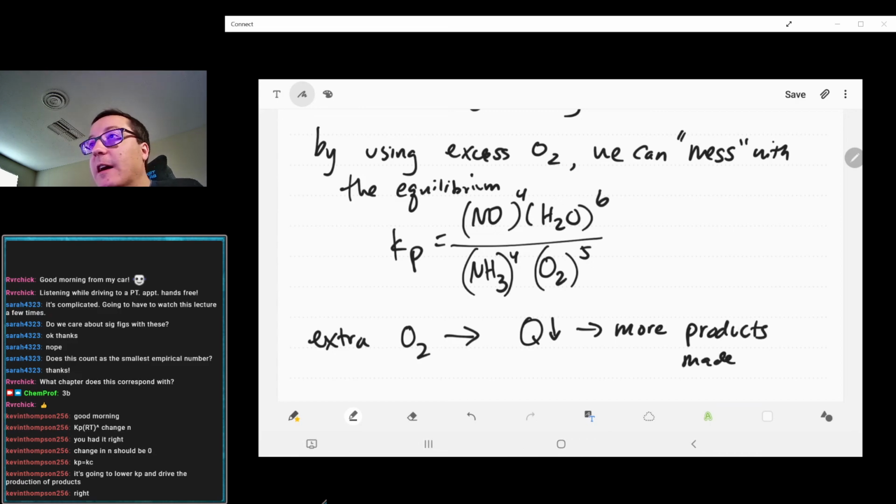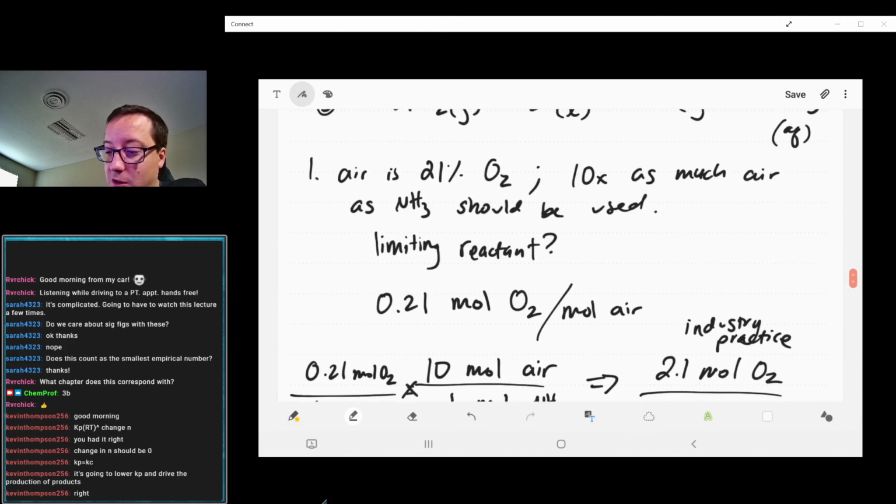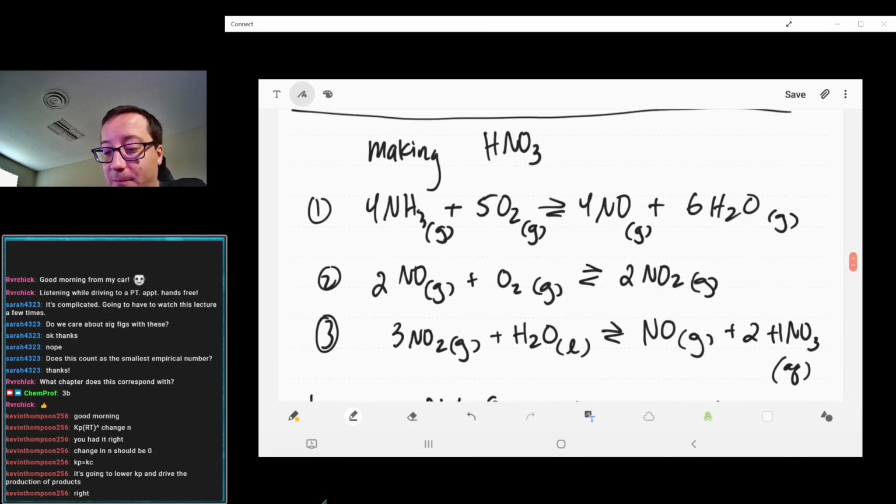Yep, so that's going to help push this reaction further. So that's one way, in industry, how we can say, okay, we need more of the product here. We need more nitric oxide. How can we do that? Well, ammonia, of course, is not something that's as easy to come by as oxygen, right? Oxygen we just have in the air. So if we can just shove more oxygen in here, we can force the equilibrium to produce more nitric oxide.